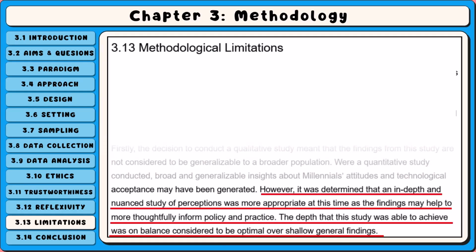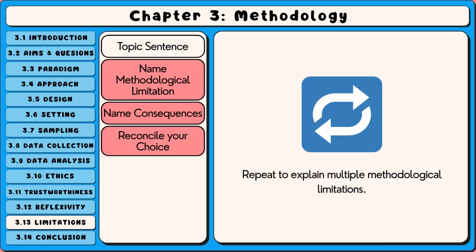Here's an example. However, it was determined that an in-depth and nuanced study of perceptions was more appropriate this time, as the findings may help to more thoroughly inform policy and practice. The depth that this study was able to achieve was on balance considered to be optimal over shallow general findings. Finally, repeat steps 2, 3, and 4 in this section to outline multiple limitations of your methodology in order to show depth and thoroughness in your understandings of the limitations of your study and why those limitations are acceptable.